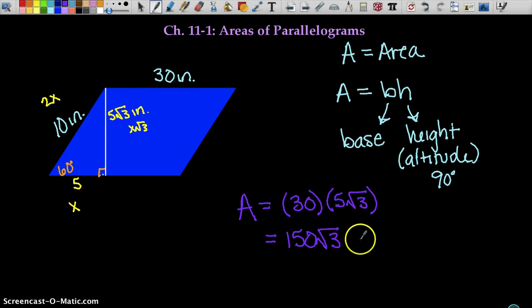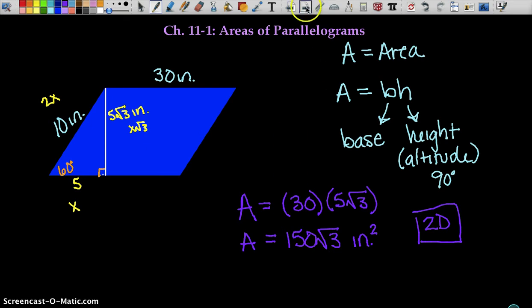Area is always squared units, so inches squared. The reason it's squared is because it's two-dimensional. Okay? When you get into volume, it is three-dimensional, so it's cubed. So we have the area is 150 root 3 inches squared. You can multiply this out if you want, but I don't think that that's totally necessary. I would just leave it.